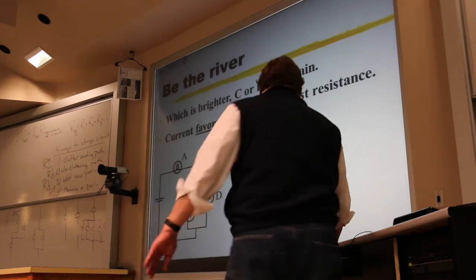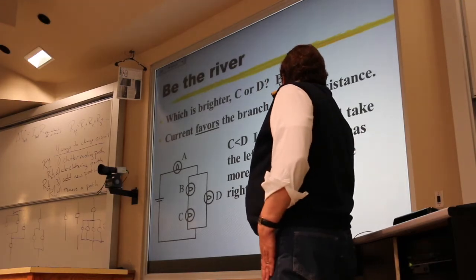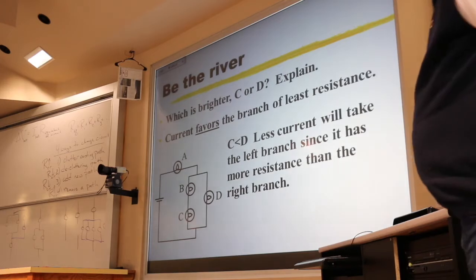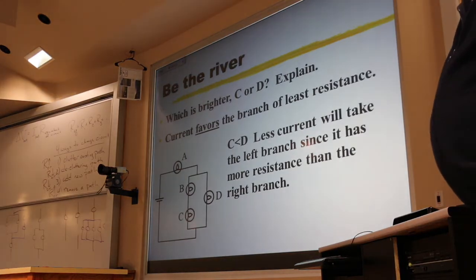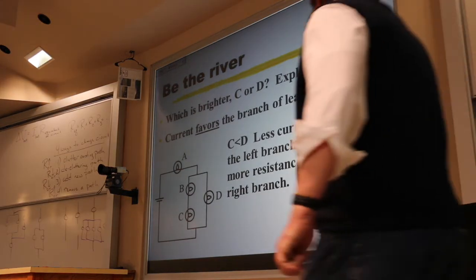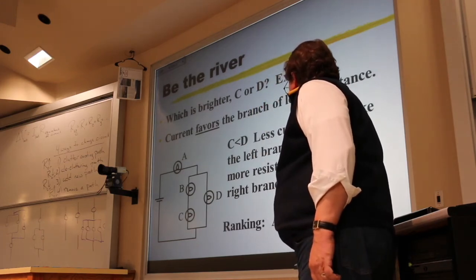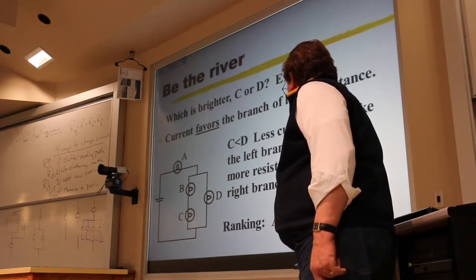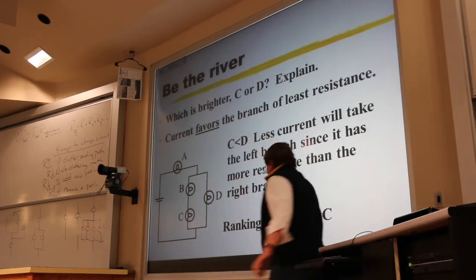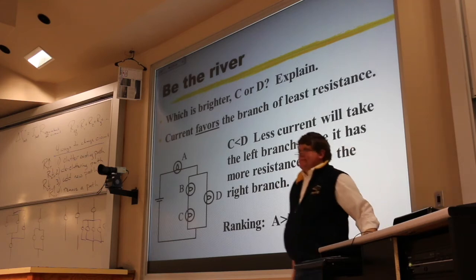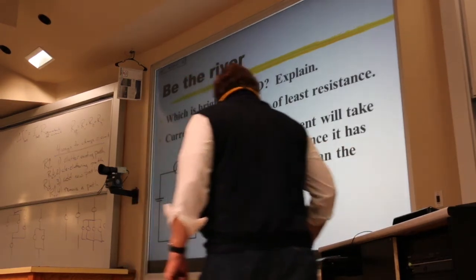Now, because there's more resistance in that left branch, it will get less current. Now, the ranking would be A is the brightest, D is second brightest, and B is equal to C. Can you justify this in one word or less? B is equal to C? One word or less? Series. Series, that's the word. Okay.